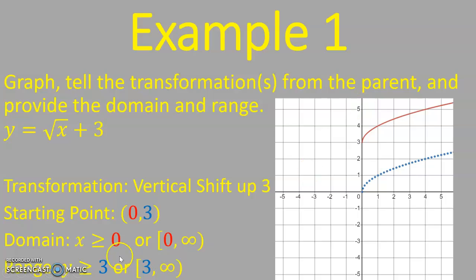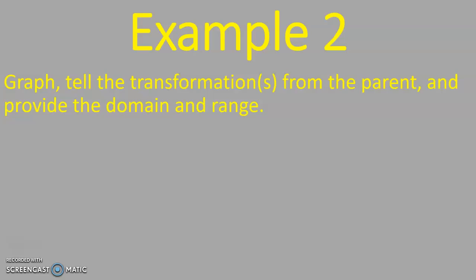And the same concept that we discussed just a moment ago, the bracket here means it can equal 3, and the parenthesis means it cannot equal infinity. So range literally is lowest to highest. So in this case, 3 to infinity. A second example. Again, same instructions.